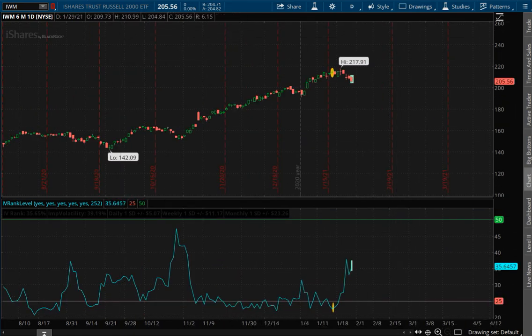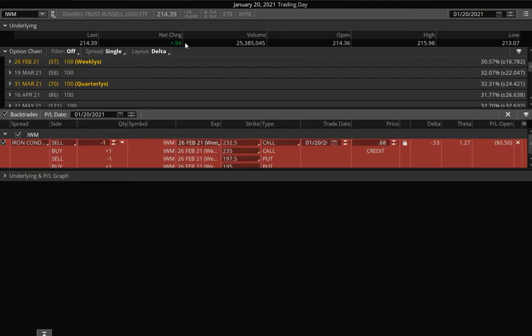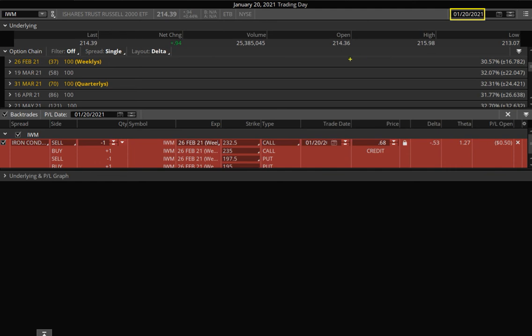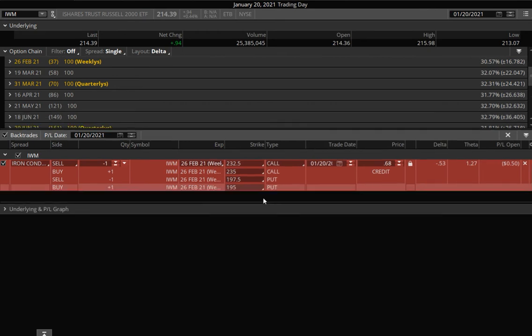So what I'm going to do now is go back in time to the 20th, and we're going to compare that trade to making as close to the same trade today so we can compare apples to apples. So if I go back in time, here I've gone back to January 20th. This software allows me to go back in time and look at past dates and what the prices were. And let's just keep it easy. Let's just say the price is 214.